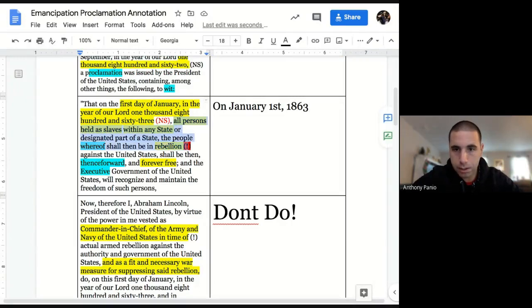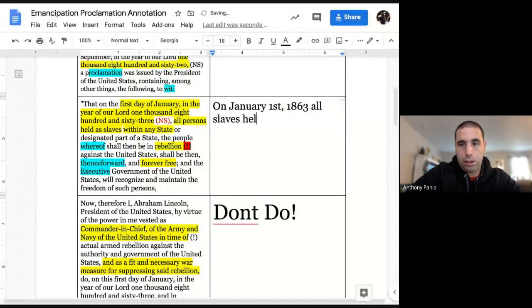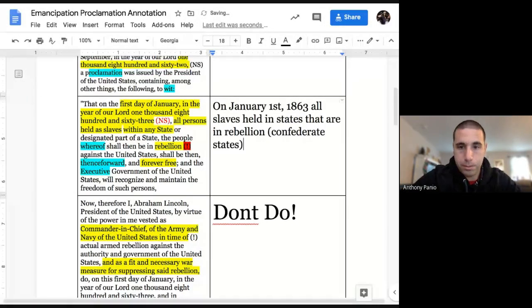I'll take the next three lines. All persons held as slaves within any state or designated part of a state, the people whereof shall then be in rebellion. Which states are in rebellion against the United States? Is that the Union or the Confederacy? Write in the chat, please. Which states are considered in rebellion? Okay, the Confederacy. So, all slaves held in states that are in rebellion, which are the Confederate states, because they are the states in rebellion.